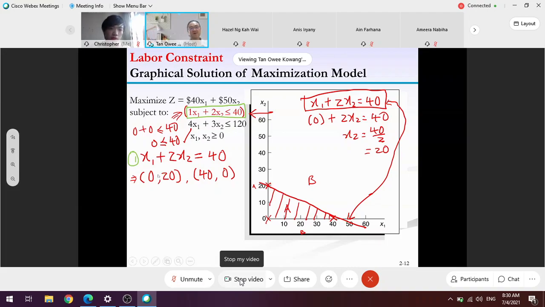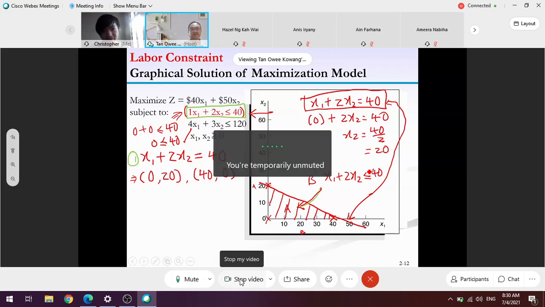But in the end, what I want is not the line. I want the area, and this area is a feasible area for constraint 1. The one in red is the feasible area in constraint 1. This area is x1 plus 2x2 smaller than 40. Okay, so far, do you understand?